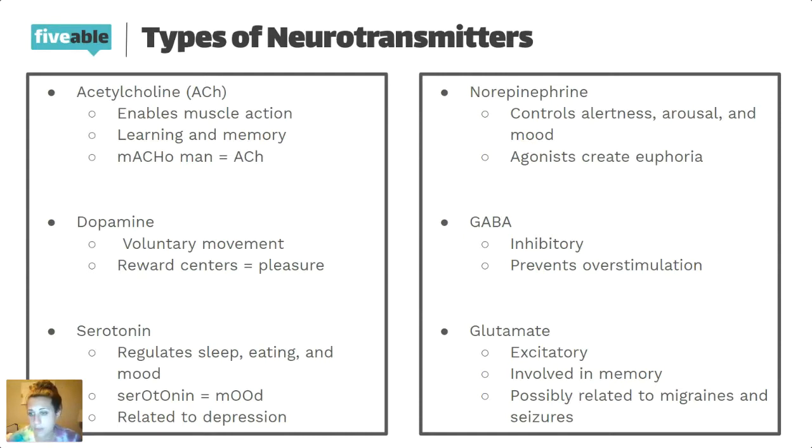Serotonin is another important neurotransmitter. It has to do with sleep, eating, and mood. And so the 2 O's in serotonin go with the 2 O's in mood. That's how I remember it. And serotonin is specifically related to depression. People who are diagnosed with depression, like I said, are often lacking or not getting enough serotonin.